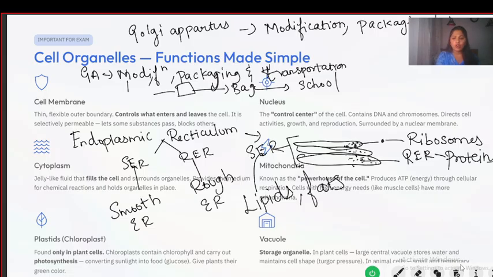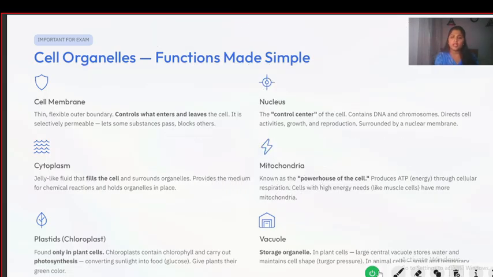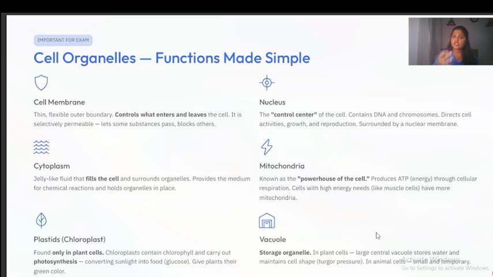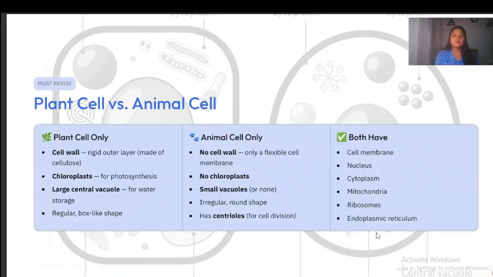I hope I have covered all the cell organelles. So this was about cell organelles in a very crisp manner where you can just brush it up. And how is this connected to your class 10th? In life process you will be learning about respiration, photosynthesis, circulatory system, excretory system. So for that this base is very important. Now let us see the difference between a plant cell and an animal cell.